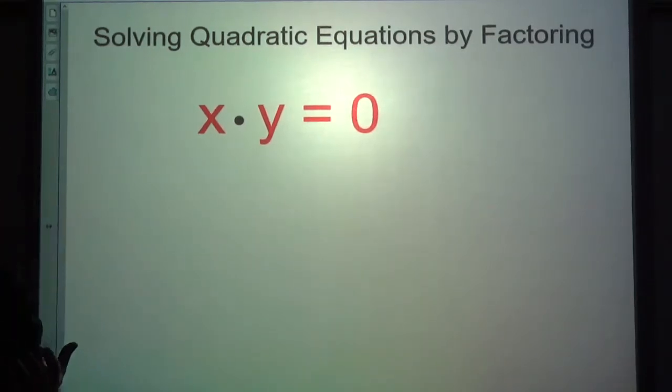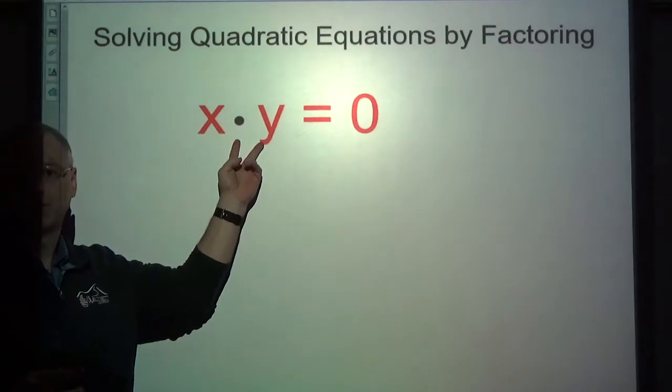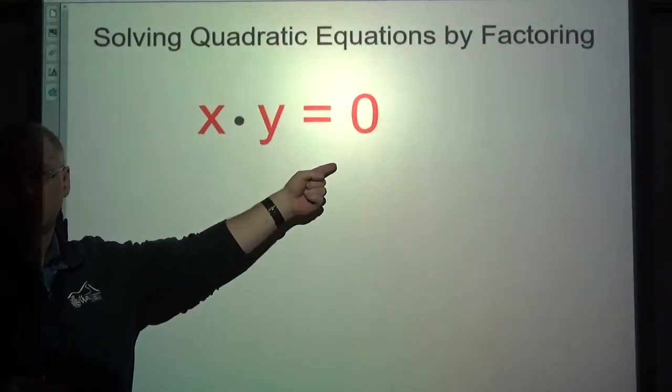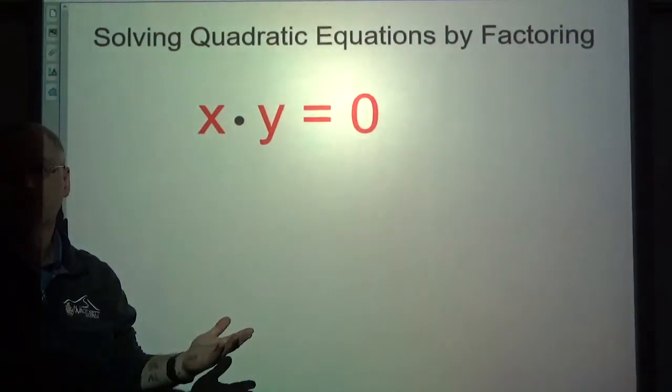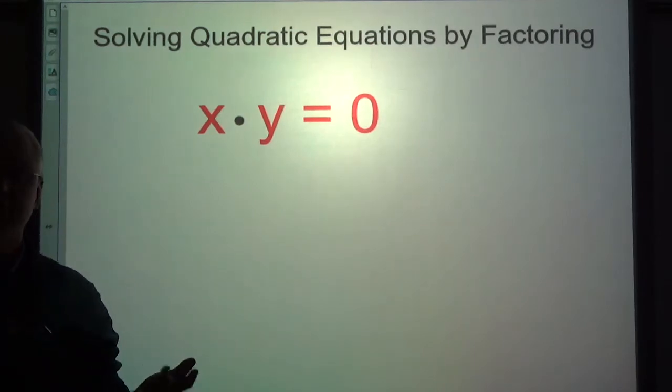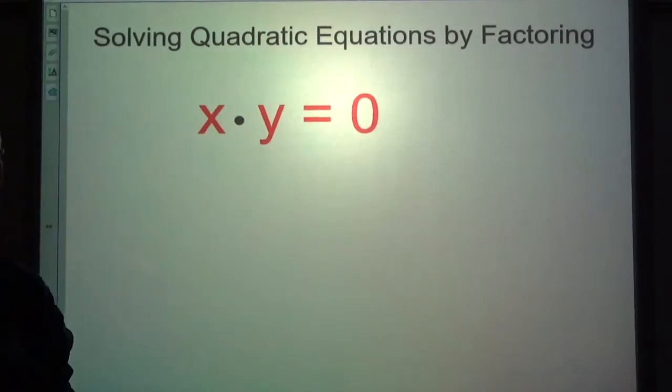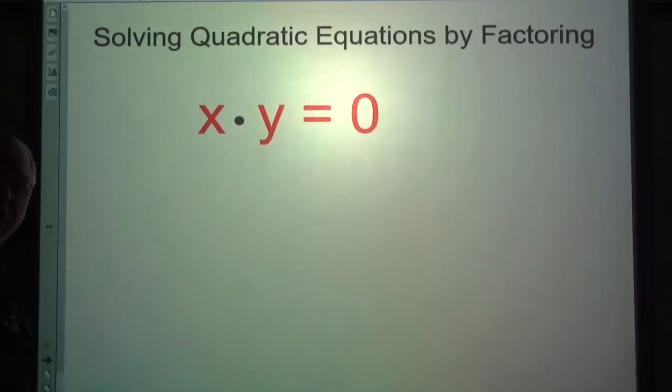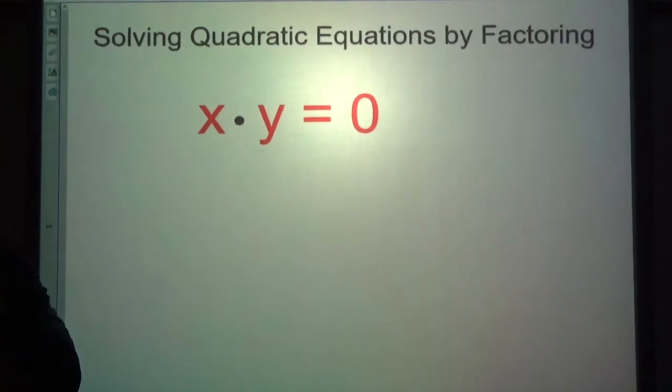So the first thing that you usually ask yourself is, if you've got two things multiplied together and it equals 0, what do you know about them? Well, you know one of them must be 0. It's possible that both of them could be 0, but at least one of them has to be 0. There's no doubt about it. There's no way you can multiply two things together and have the answer 0 without one of them being 0.